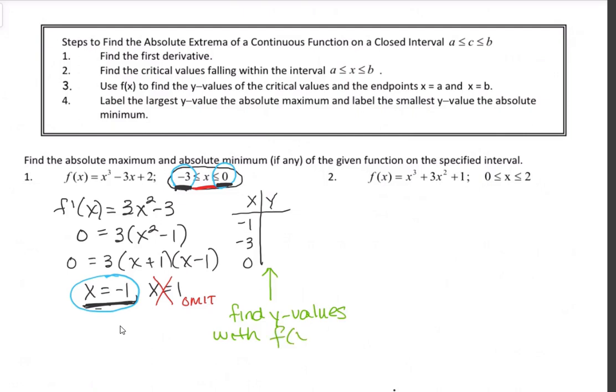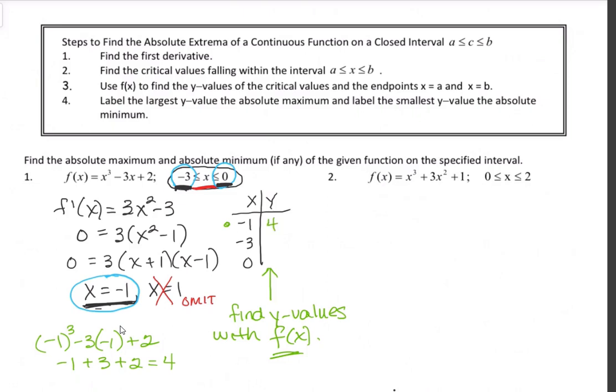So I want to use the original f of x to find my Y values. If we start with -1, I want to put -1 into the original function. So I'm going to have -1 cubed minus 3 times -1 plus 2. If I do that arithmetic, I end up with -1 plus 3 plus 2, which is equal to 4. So the Y value for -1 is 4.